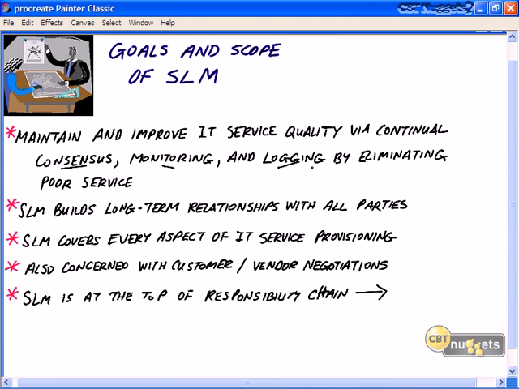Another goal of SLM is to build solid, productive, long-term relationships with all the involved parties. The service provider, the customer, the vendors, consultants, contractors, and so on. The SLM is going to be involved in basically every aspect of IT service provisioning, all of the IT services. The scope is also going to be concerned with customer and vendor negotiations, which ties in directly to relationships. Service level management is basically at the top of the responsibility chain. In other words, the buck stops here.